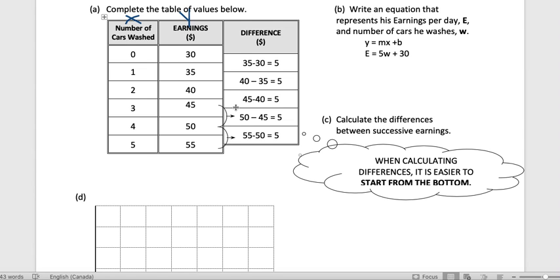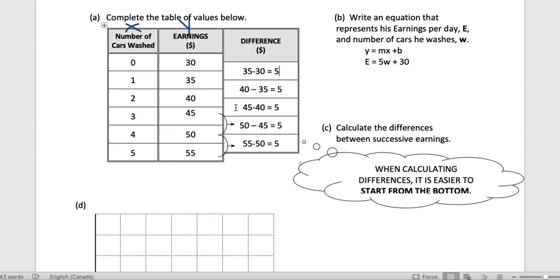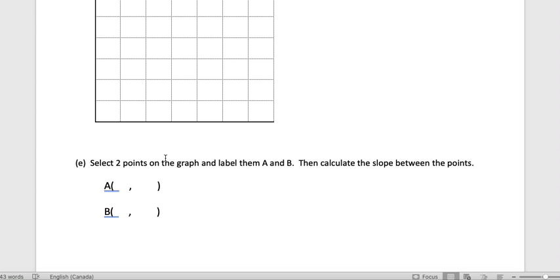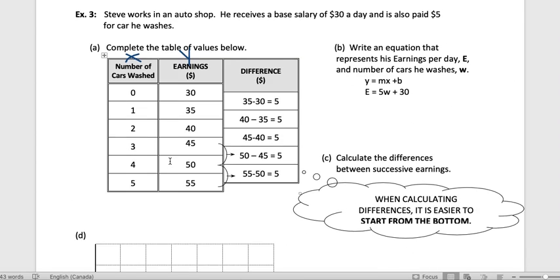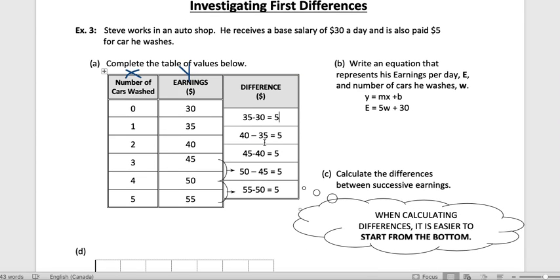So what do you notice about first differences? I'm not going to do D. We're just going to look at first differences, and what do you notice about first differences? Hopefully that you notice that it's all the same. So if the first differences are all the same, you have a linear relationship. So you can tell by a table of values, if you look at first differences, your relationship is linear.